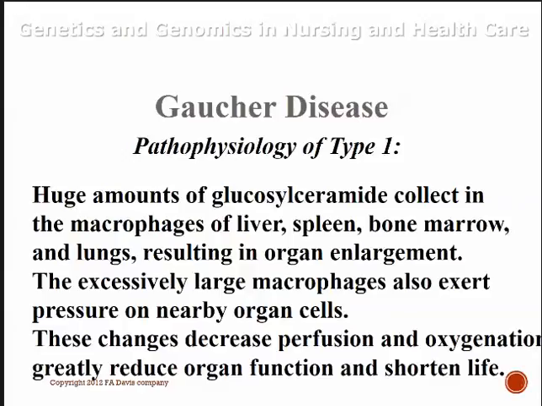So of the type 1, the glucoceramide collects in the macrophages of your liver, spleen, bone marrow and lungs, resulting in organ enlargement. The excessively large macrophages also exert pressure on nearby organ cells, so that changes decrease perfusion and oxygenation, which greatly reduce organ function and shorten life.